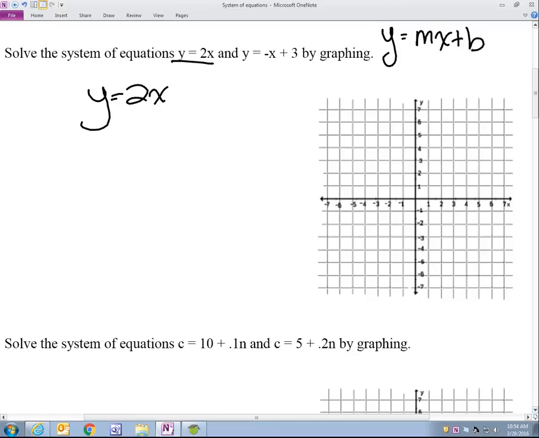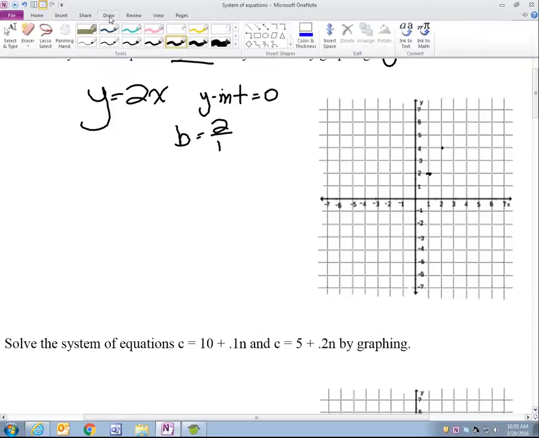Can someone remind me what that form is called? Slope-intercept form. So my y-intercept for this one is 0, and my slope is going to be 2 over 1, because that's the m. So my y-intercept is 0, and I go up 2 over 1, up 2 over 1.